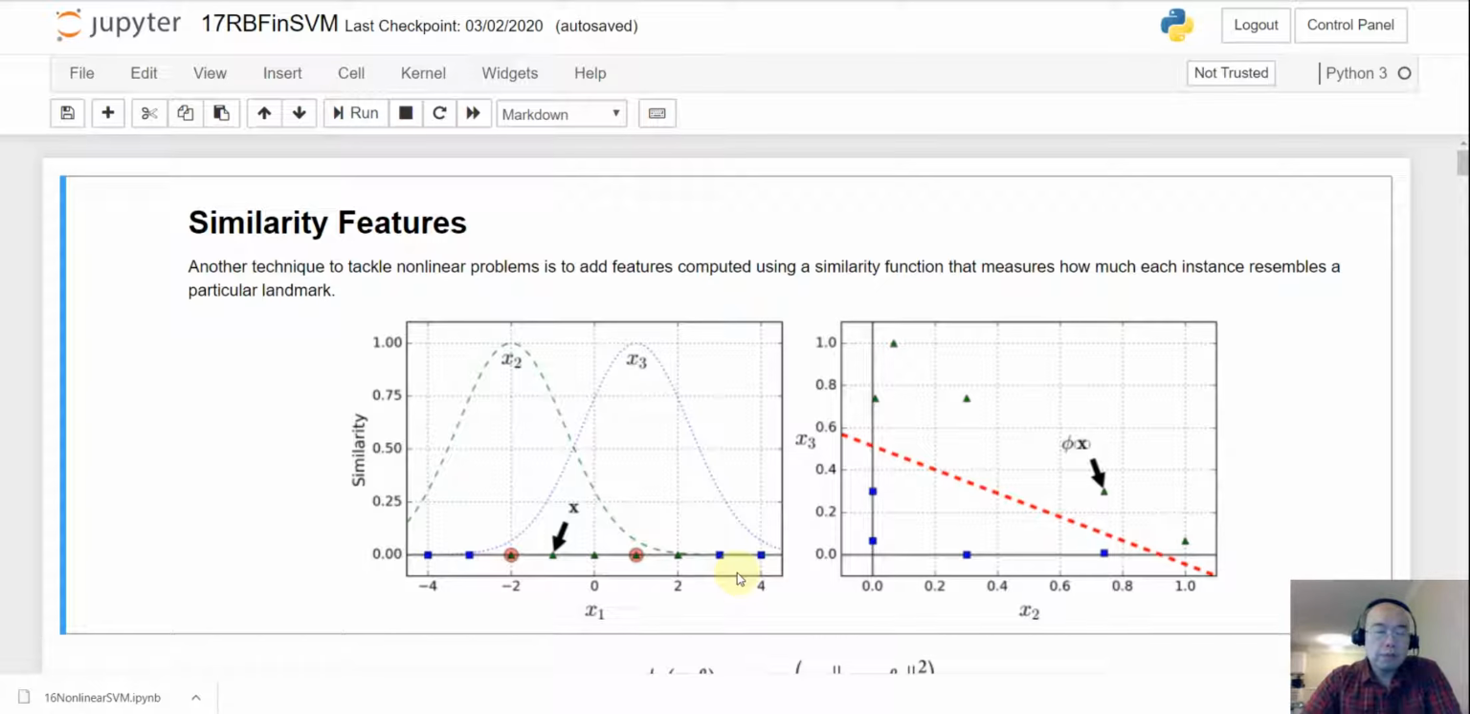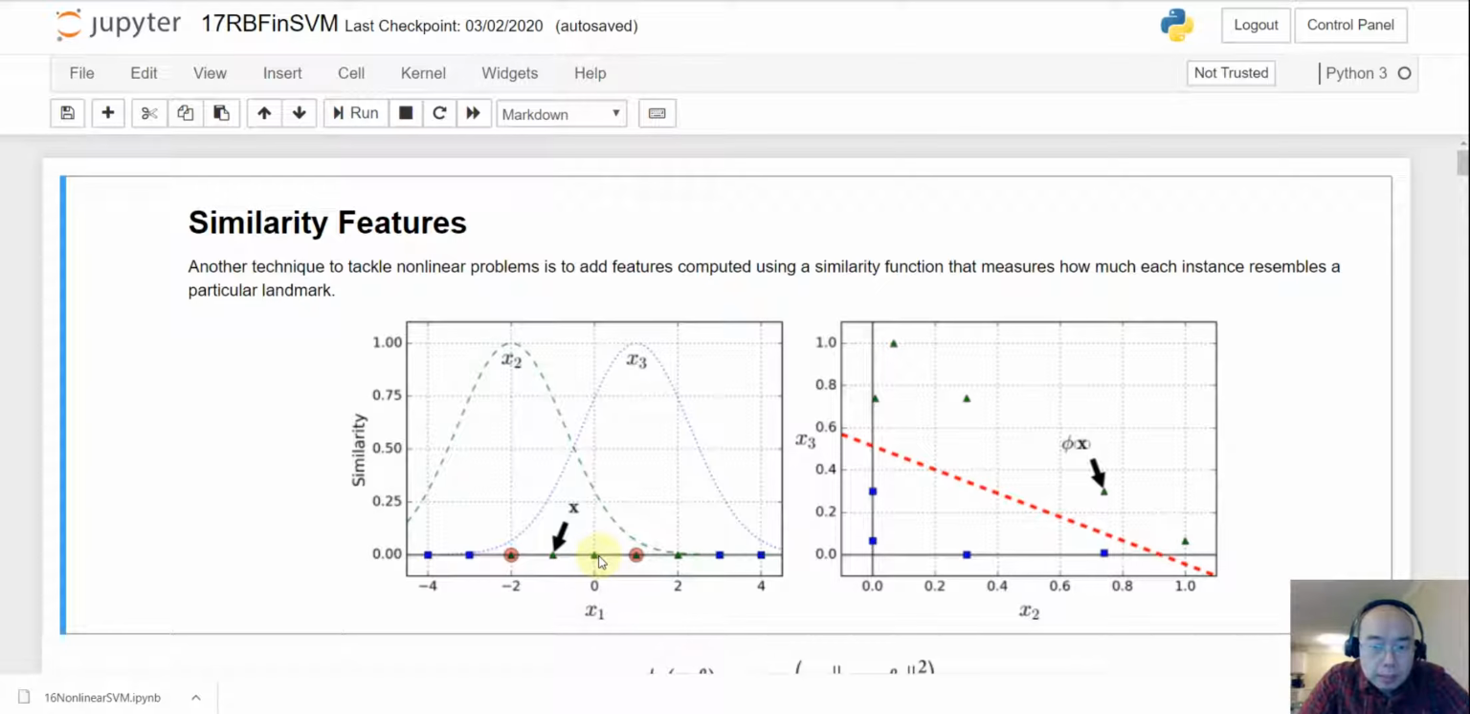Instead of doing the polynomial features, now we have another idea. How about we pick two samples? So we pick this sample at -2 and another sample at 1, and then we draw two Gaussian curves, one centered at -2 and one centered at 1. After that, for each sample, we calculate the distance between that sample and each of those two Gaussian curves. So for example, like this one.